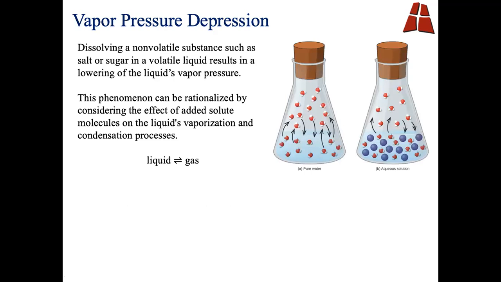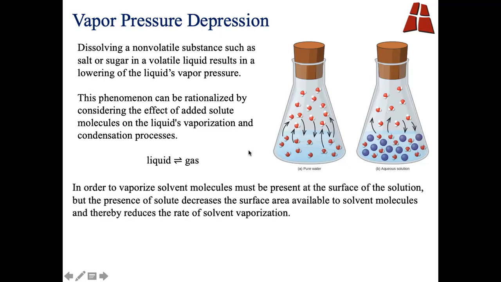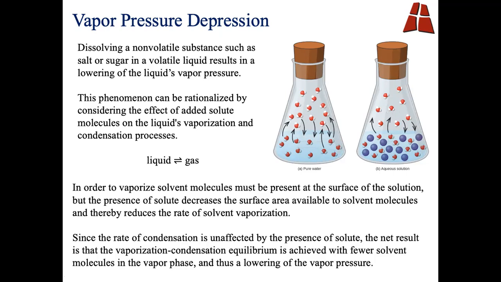And so this phenomenon can be rationalized in a couple of ways. Essentially, what we want to think of is that when we dissolve a non-volatile solute in our solution, that solute's going to take some of the spaces at the top of our solution, and that's going to prevent the vaporization of our liquid to our gas. And so by blocking those spots, by having those solute molecules take up some of the top spots on our solution, we're going to lower the vapor pressure of our solution because it is not as easily able to vaporize. Okay. Our rate of condensation is not going to be affected by the presence of that solute.